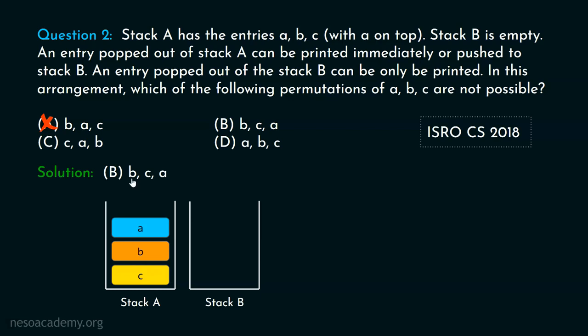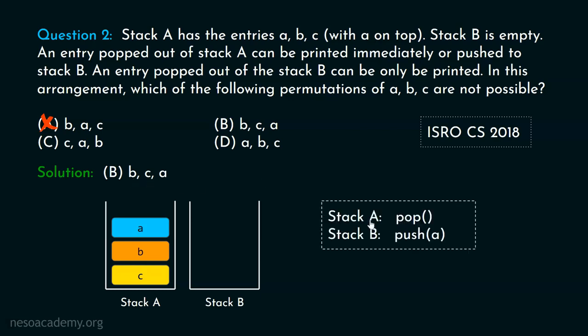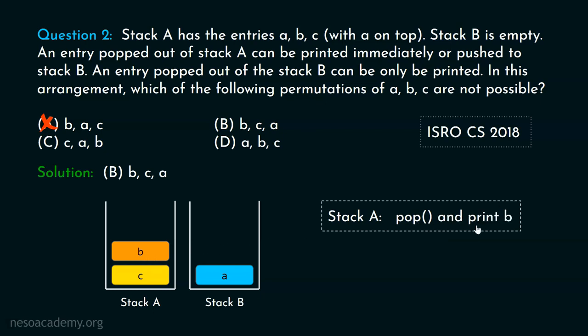Now we want to print this first, right? For this purpose, we have to pop an element out of stack A and push A onto stack B, right? And then after this, we can simply pop this element out of stack and print this element. For this purpose, we have to call the pop function and then print B, right? Okay, we have obtained B.